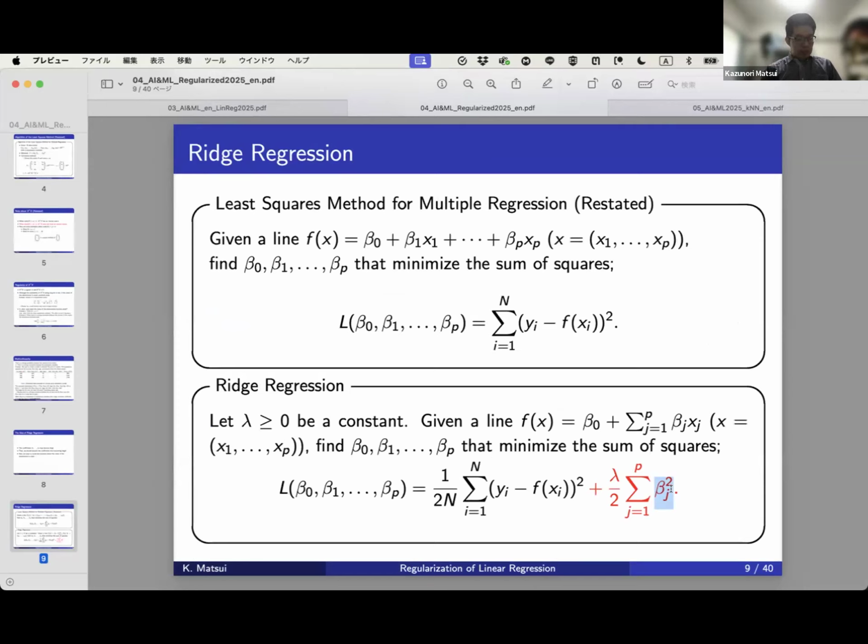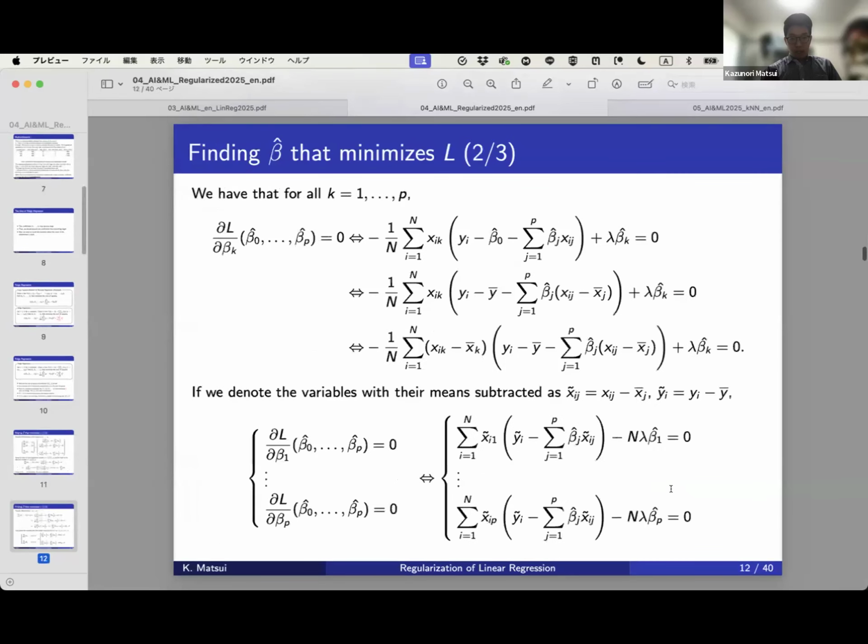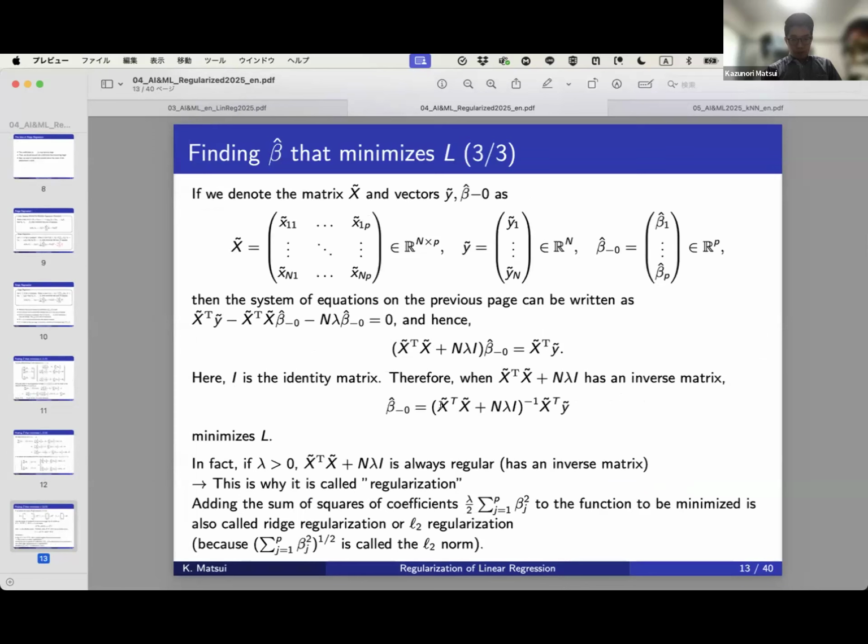By adding this, we effectively calculate the inverse of XTX plus lambda times the identity matrix. This matrix is always regular, making calculation possible with any data. This is why it's called regularization.